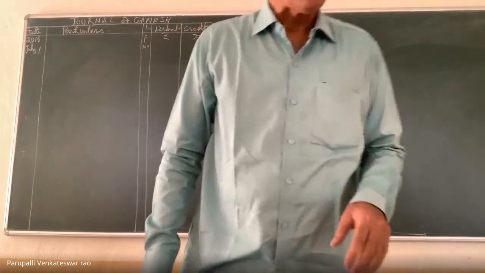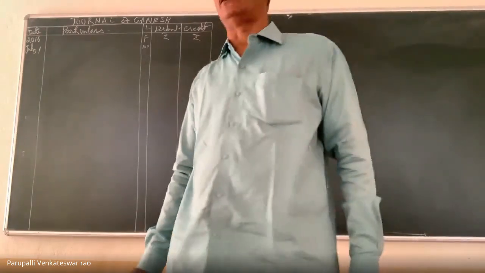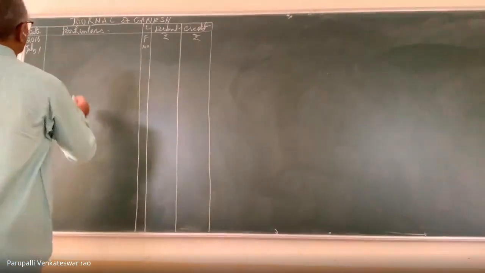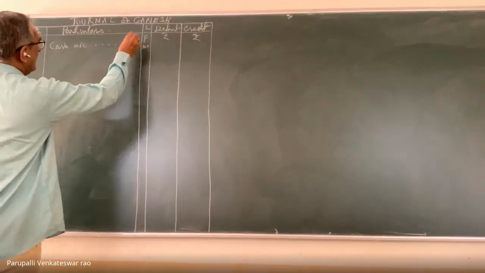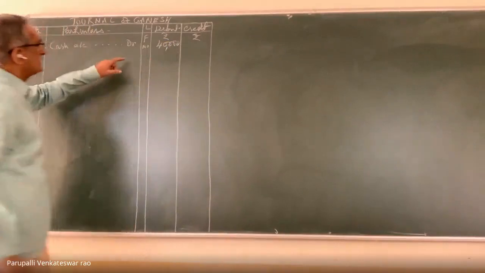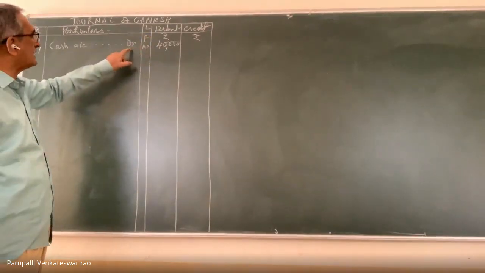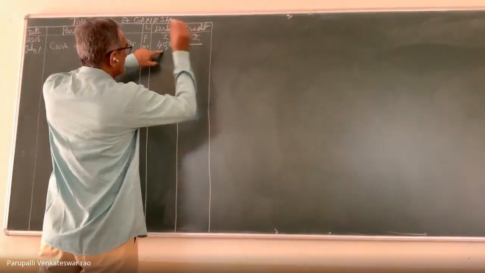Now, on July 1st, Ganesh commenced business with cash of rupees 40,000. What are the two things? Tell me. Cash comes in. Cash account to capital account. Cash is an asset that comes into the business. Cash account debited with 40,000. Those who are learners, non-commerce students, cash account is debited, so write it in the debit column. Cash account is debited with rupees 40,000. Put a dash in the credit column, no entry.